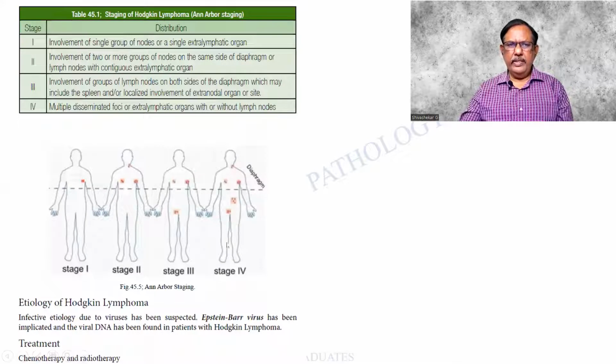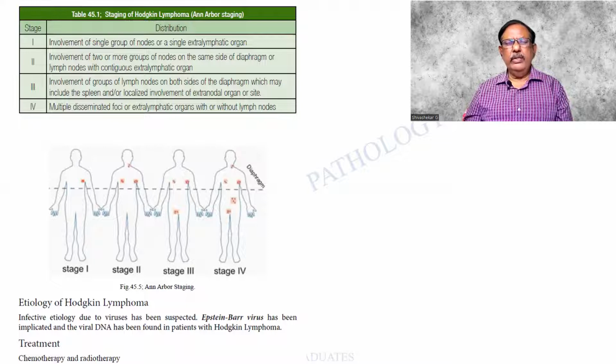This will be the staging. So there are 4 stages of it, which come under what is called the Ann Arbor staging. Initially you find that one group of nodes is involved. The second one is that there can be an organ or 2 groups of nodes, but on the same side of the diaphragm. The third one is that they are found on either side of the diaphragm. And the fourth one is that there will be involvement of the bone. So these are the 4 grades which you will have to mention.